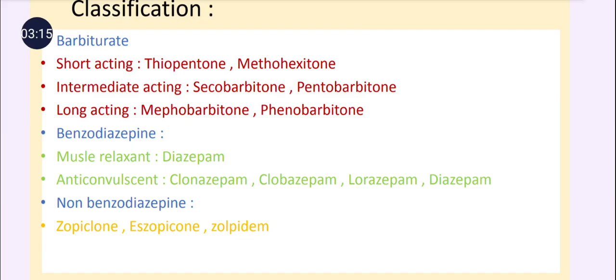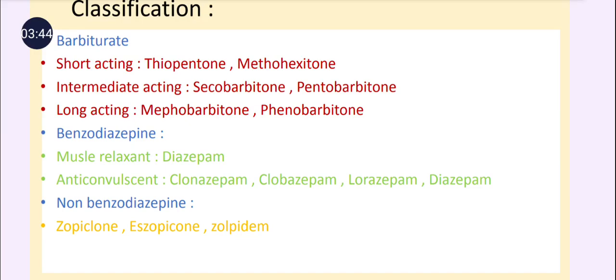Then benzodiazepines. Actually, benzodiazepines are good sedatives and hypnotics, as well as having a muscle relaxant property. They are used in the treatment of epileptic conditions also. So the only benzodiazepine class drug with muscle relaxant activity is diazepam. And anticonvulsants include drugs like clonazepam, clobazam, lorazepam and diazepam.